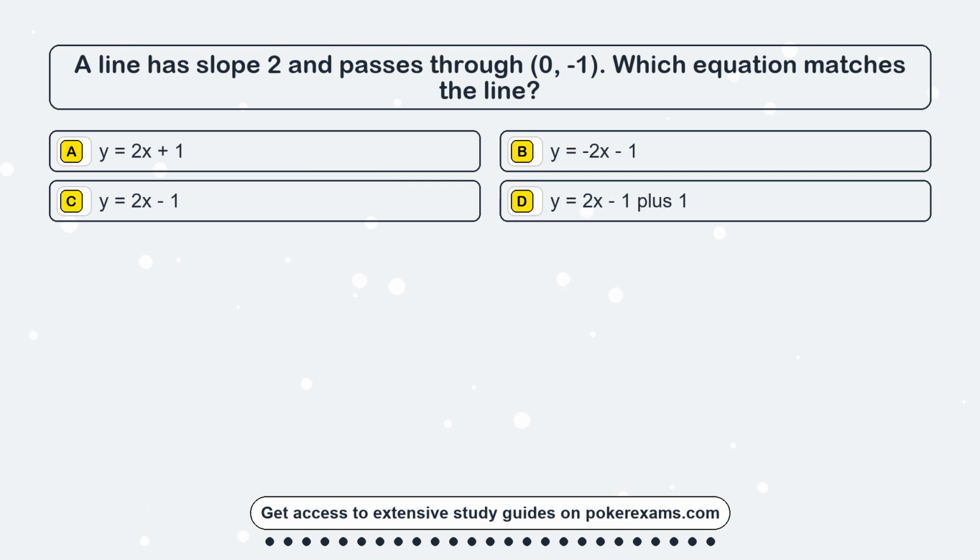Question 14. A line has slope 2 and passes through 0, minus 1. Which equation matches the line? Option A, y equals 2x plus 1. Option B, y equals minus 2x minus 1. Option C, y equals 2x minus 1. Option D, y equals 2x minus 1 plus 1.